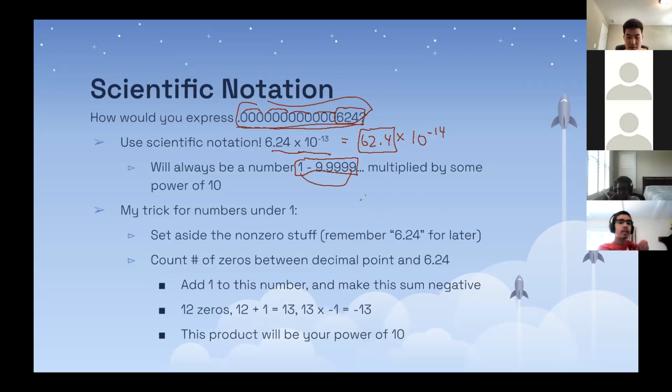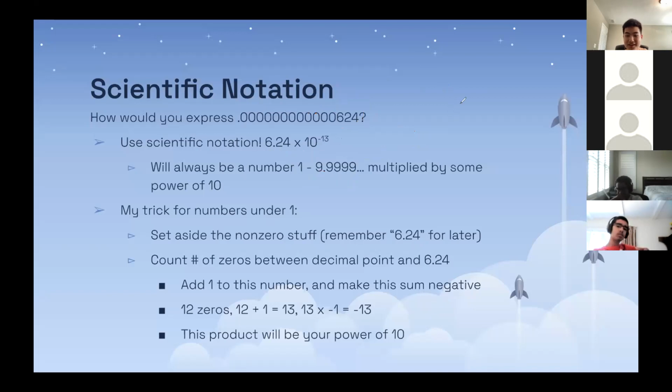So I have 6.24. That's the non-zero stuff. And then I had 12 zeros plus 1 is 13. So it's 6.24 times 10 to the negative 13th. So that's not even really a shortcut. That's how you're supposed to do a number that is less than 1.